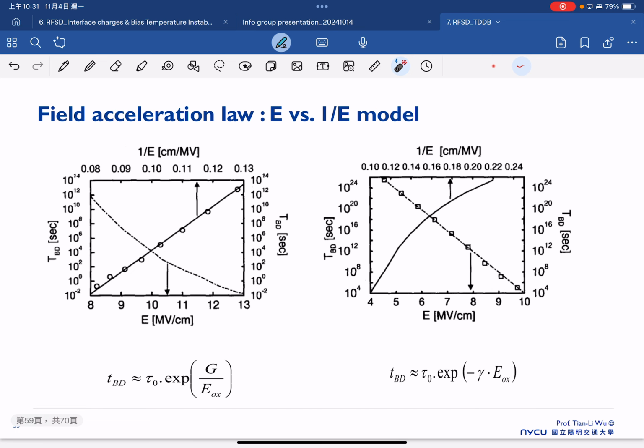So let's look at some of the experimental results. First of all, this is the field acceleration law. We have the 1/E model, so our TBD, time to breakdown, is correlated with 1/E, the electric field. That's why we call it the 1/E model. And this one is the E model here. We can see at the bottom, this is the E model, and it can fit the TBD very well. And the 1/E model can also fit the TBD very well.